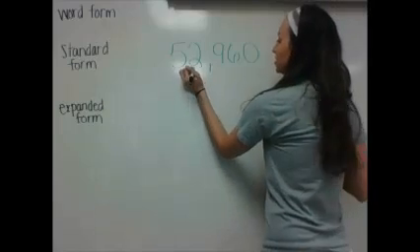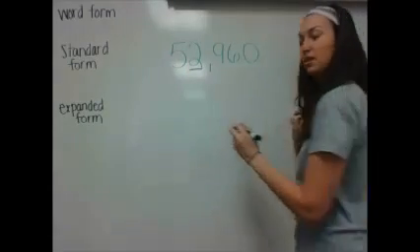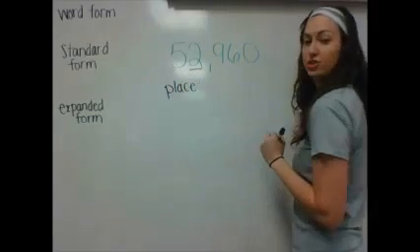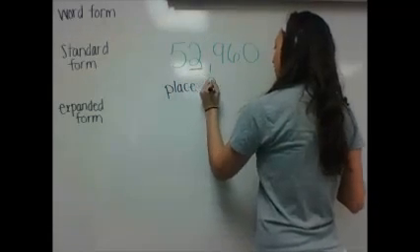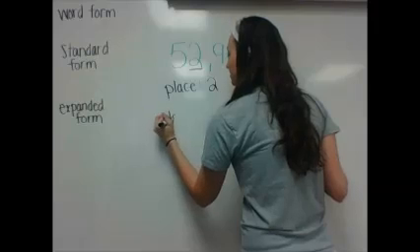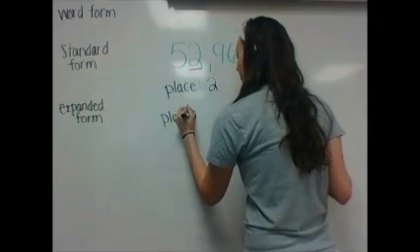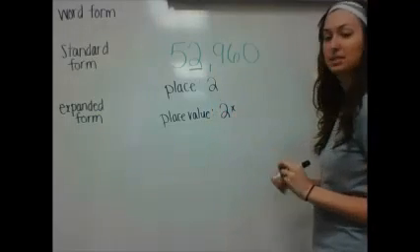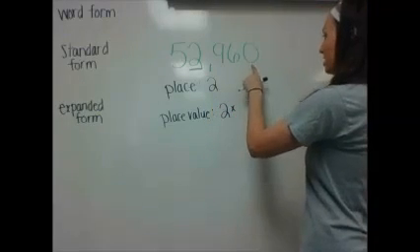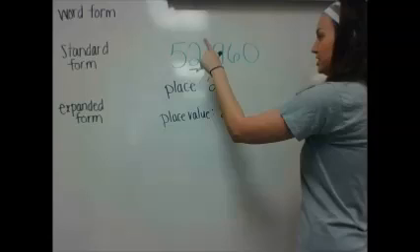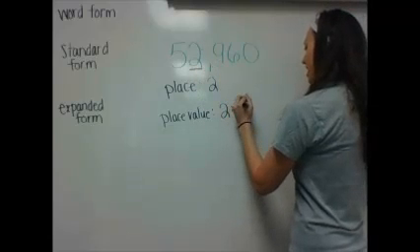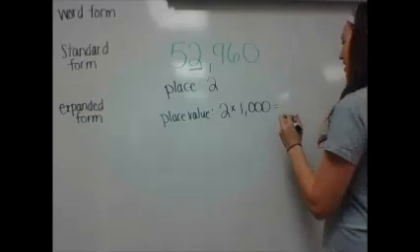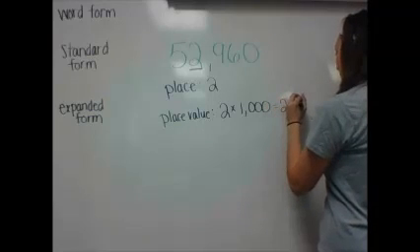Up next, let's look at this 2. The place is just the number, which is 2, but the place value is actually that 2 times the position that it's in. So let's see, ones, tens, hundreds, thousands. So we have to times it by 1,000. So that place value is actually 2,000.